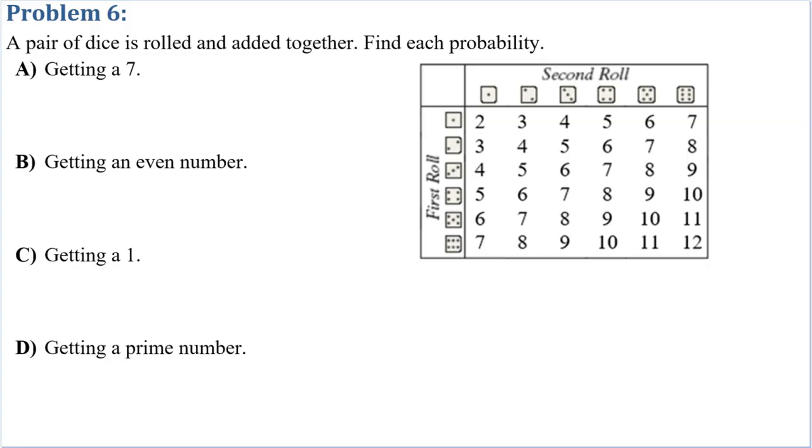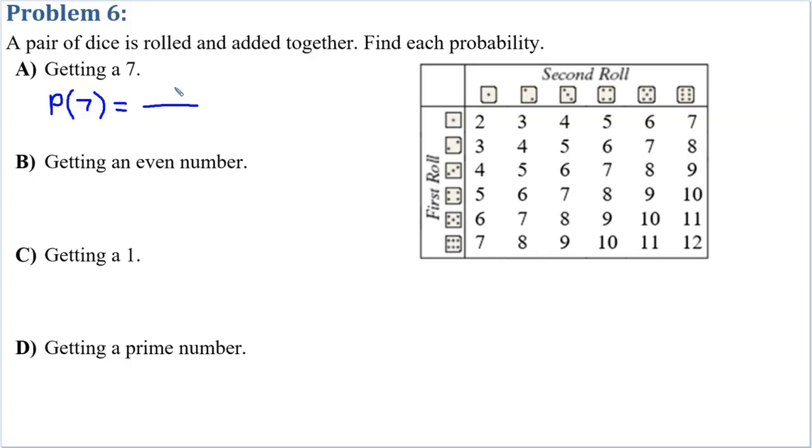For problem 6, we have a pair of dice is rolled and added together. Okay, find each probability. And what I have on the right side here is a graphic representing all the different possible outcomes. So for example, let's say I roll a 4 on one die and a 3 on the other. Okay, put those together, that gives me a 7. Okay, here I want to know what's the probability of getting a 7. We could write that as P of 7.